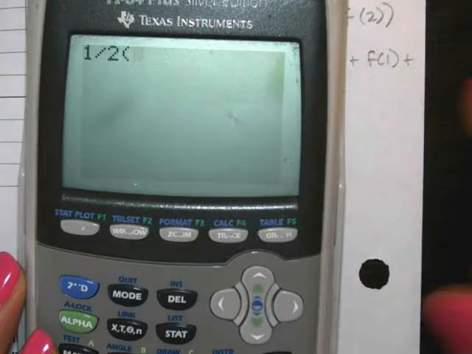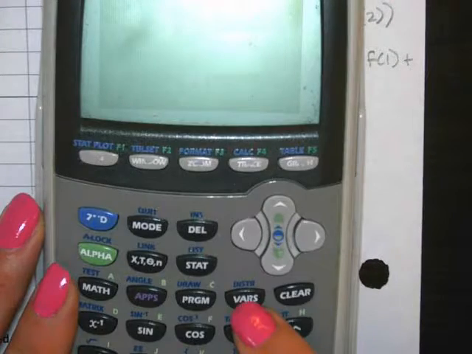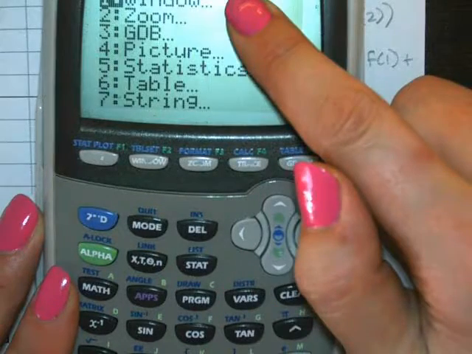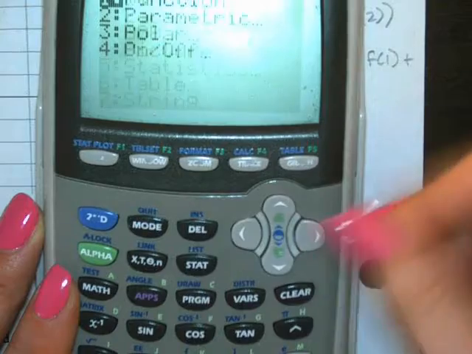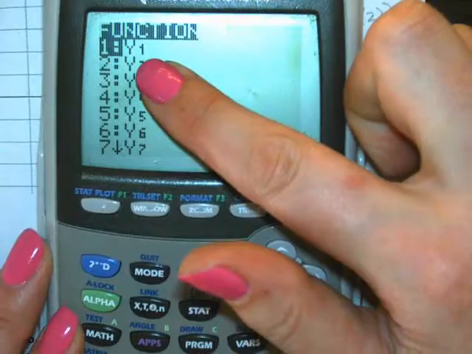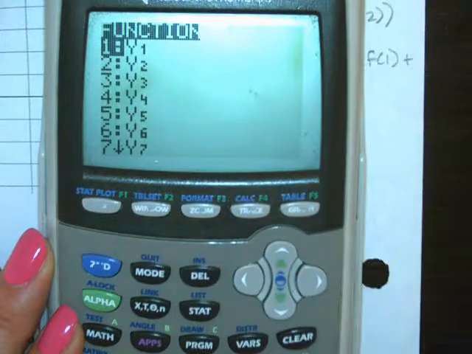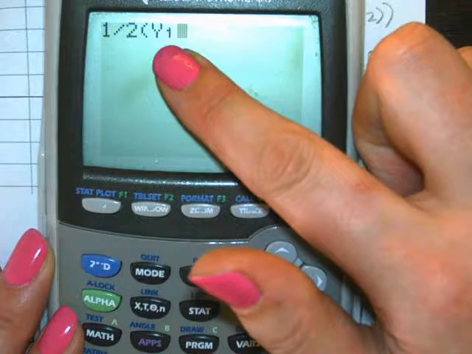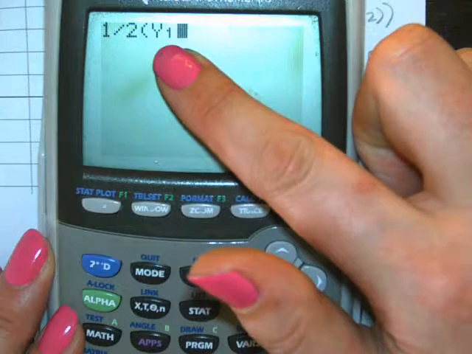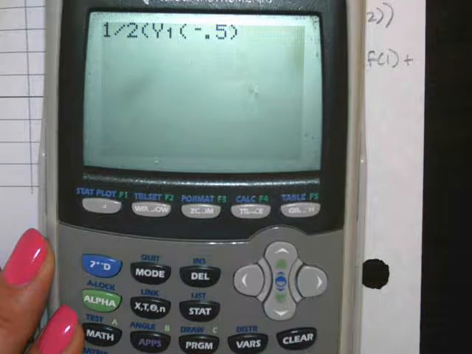The way that you do the f of in your calculator is you hit the vars button. See the vars right there? Hit vars. Go over to y vars. Press enter. And now it's saying which y vars you want to use. You want to use the thing you plugged into y1. So press enter. So this is the equivalent of f of. And you're going to put parentheses negative 0.5. Do that vars thing again, please.